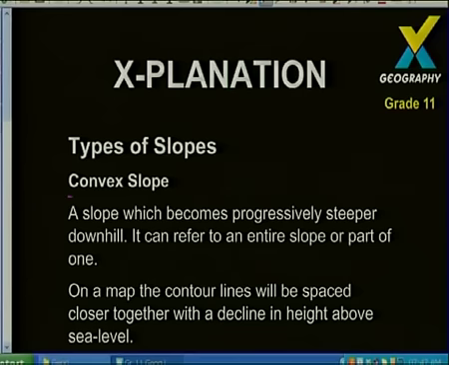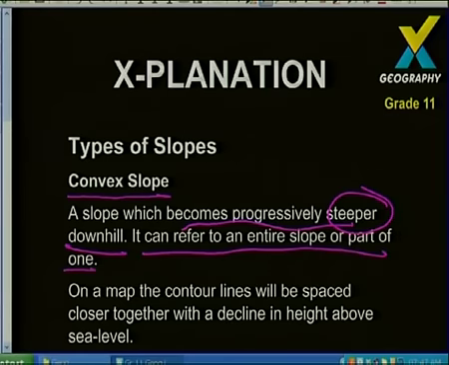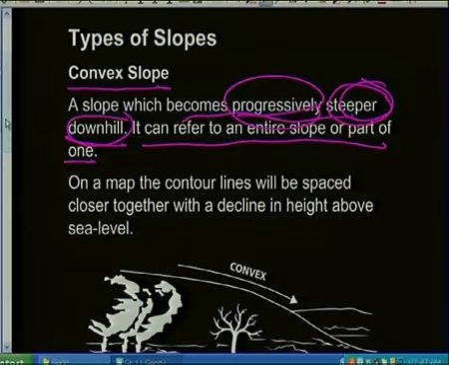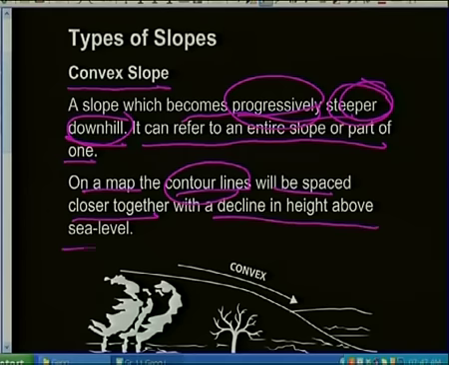Let's move on. Further to your gentle and steep slopes, we can also describe convex as well as concave slopes. A convex slope. A slope which becomes progressively steeper downhill. It can refer to an entire slope or part of one. Key components of a convex slope is as follows: progressively steeper downhill. On a map, the contour lines will be spaced closer together with a decline in height above sea level.